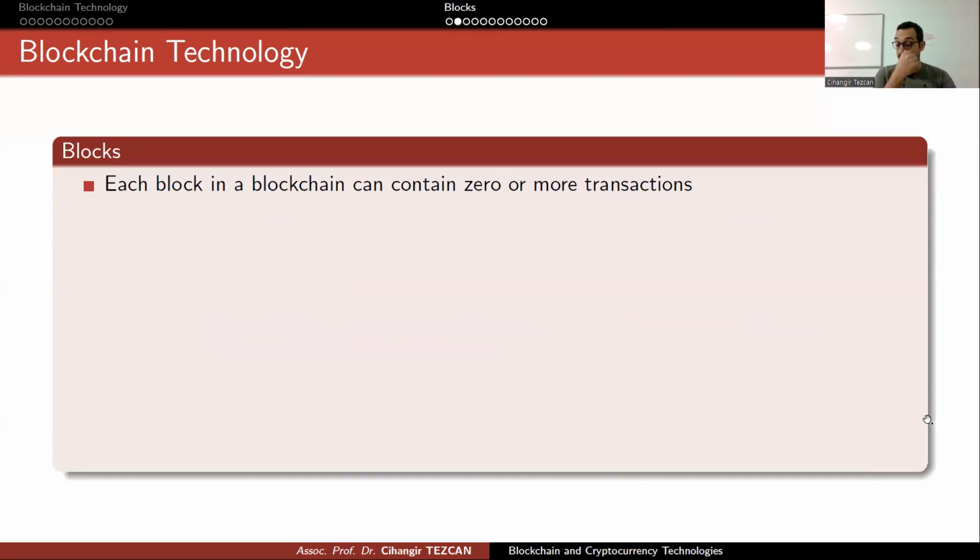So let's look at what is actually stored in blocks. Each block in a blockchain can contain 0 or more transactions. This is important. Most of the alternative cryptocurrencies have 0 transactions most of the time. You might think, why is this? If there are no transactions, why am I constantly writing blocks? We said that, in Bitcoin, every 10 minutes, we are writing blocks, right? Actually, in those blocks, we are storing all of the transactions we hear. So what happens if we don't hear any transactions?